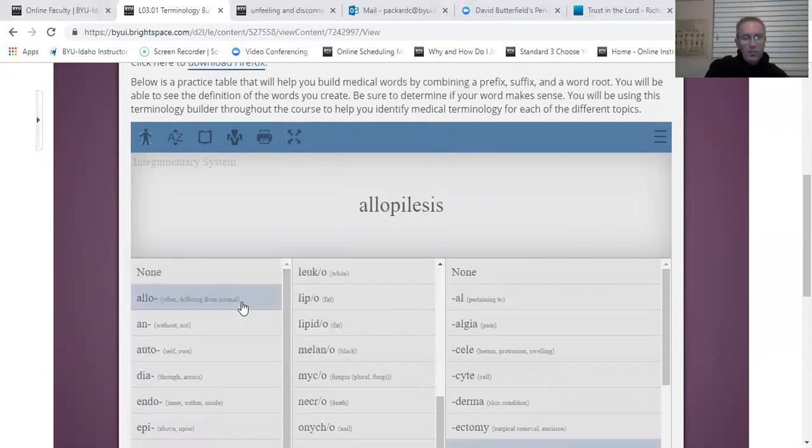Now, allo is a great one. A lot of times in orthopedics, orthopedic surgeons use allografts, okay, which is a graft of tissue that comes from another source. There's an autograft, which means that the tissue comes from the actual person that's being operated on.